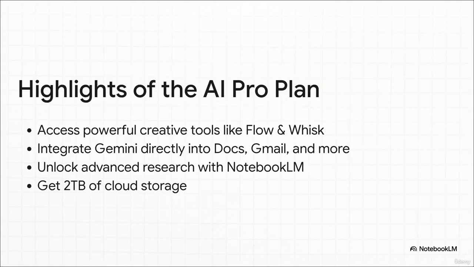So what do you actually get with this plan? Well, you get access to some really powerful creative tools like Flow for videos and Whisk for making images. You also get Gemini built right into the apps you probably use every day, like Docs and Gmail. Plus, there's an advanced research tool called Notebook LM. And on top of all that, you get a hefty 2 terabytes of cloud storage to save everything.